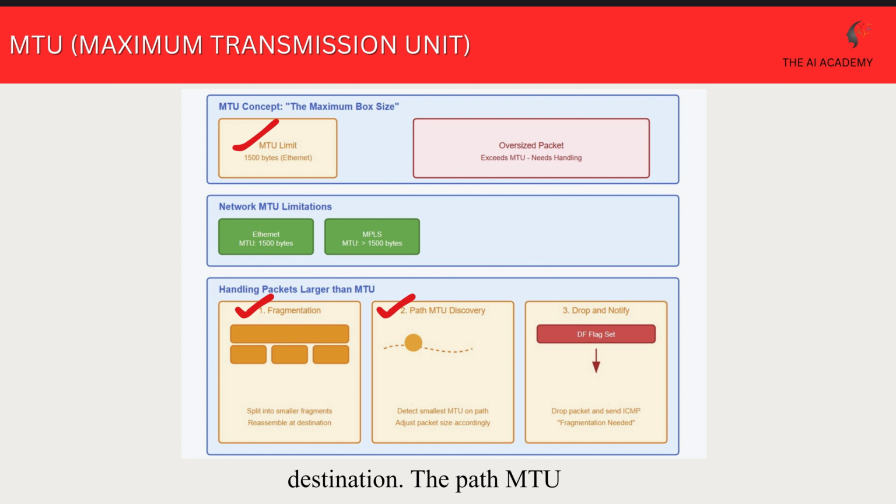The Path MTU Discovery, PMTUD. Modern systems try to avoid fragmentation using PMTUD, which detects the smallest MTU along the path and adjusts the packet size accordingly. And the Drop and Notify: if the Don't Fragment (DF) flag is set, the router drops the oversized packet and notifies the sender with an ICMP fragmentation needed message.